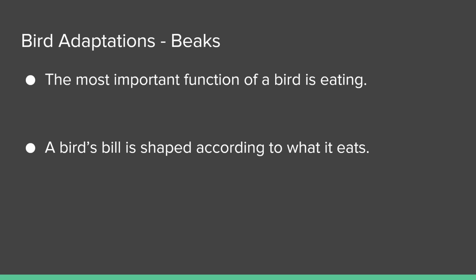Okay, there are two very easy to spot adaptations for birds, and those are beaks and feet. Okay, first we're talking about beaks, and then we'll get to feet in just a minute. The most important function of a bird is eating. Okay, it's the most important job. The most important thing that it's made to do is to eat.